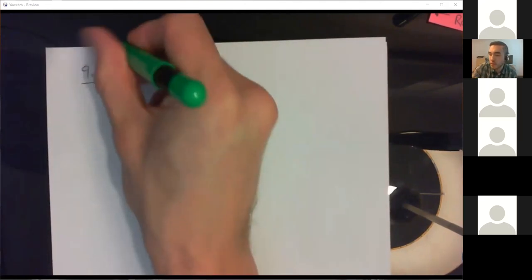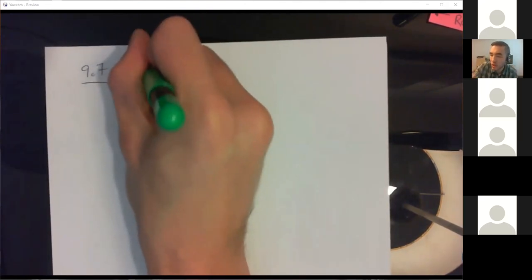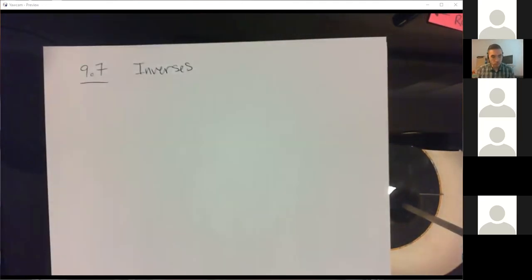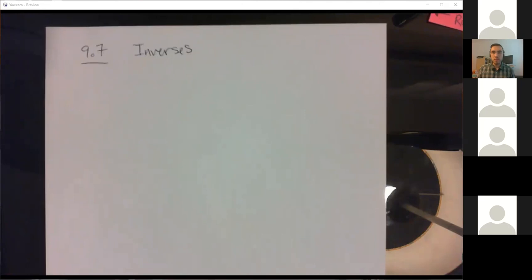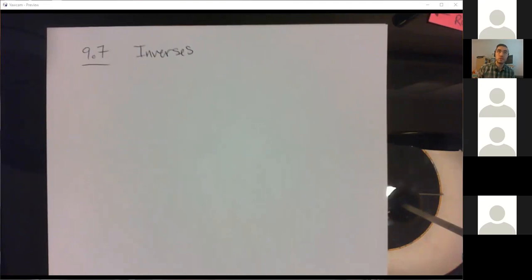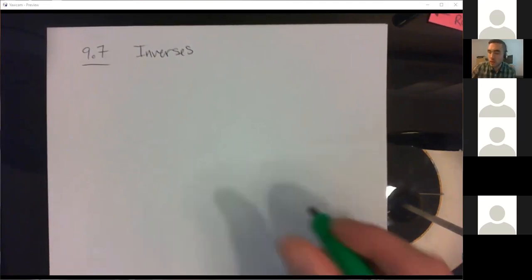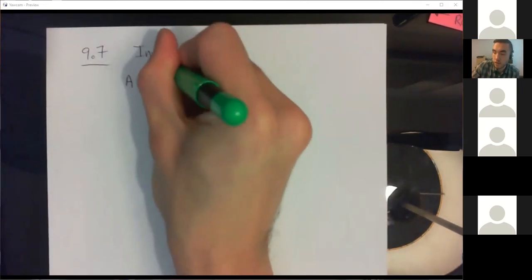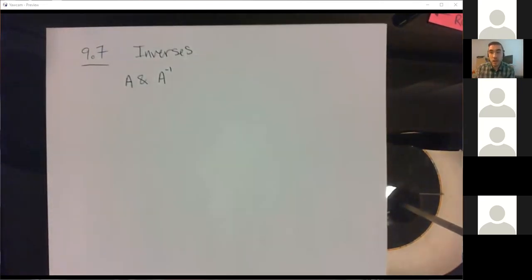Okay, so 9.7, inverses, I'll just call it. It's technically called solving with inverses, but let's call it inverses. Anyway, when it comes to inverses, the inverse of a matrix is a second matrix which undoes what a matrix itself does. So there are two matrices, right? A and A inverse, and they have some nice properties.